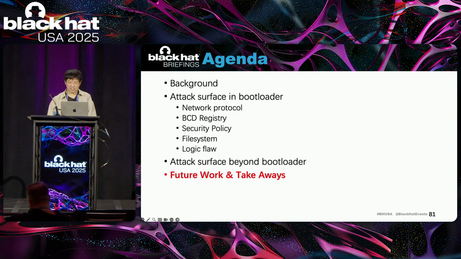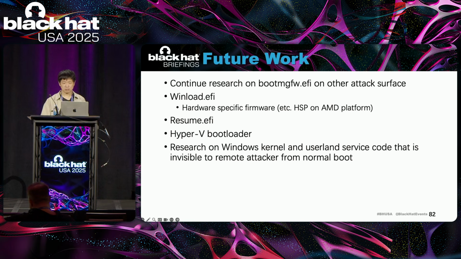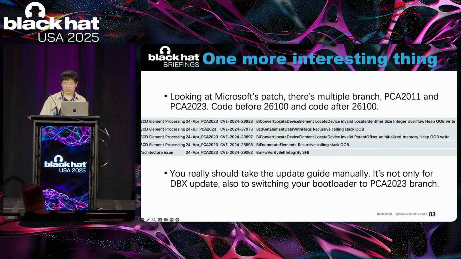So we are nearing the end of our journey. Let's see what we can do in the future, and the takeaways. The next step should be to continue research on the bootloader on other attack surfaces, such as other bootloaders designed to be loaded by the boot manager, like Windows Resume or the Hyper-V bootloader. Additionally, the Windows kernel and userland services are also very interesting because I just told you that they could be exploited through the feature.